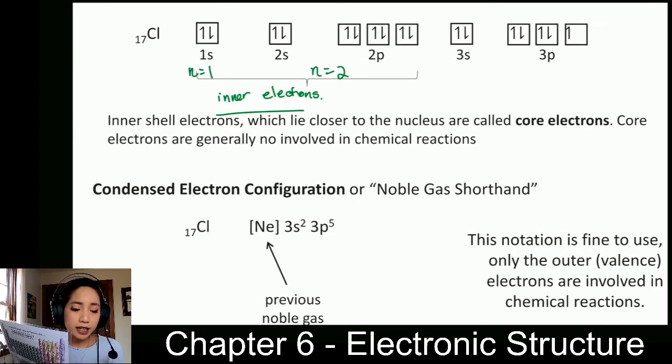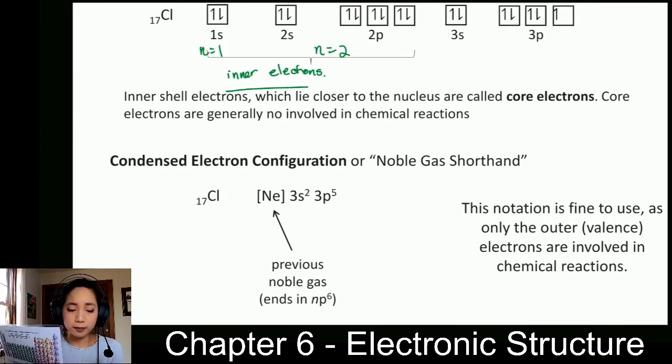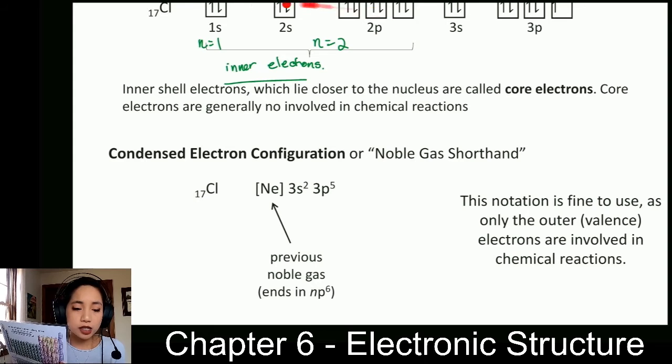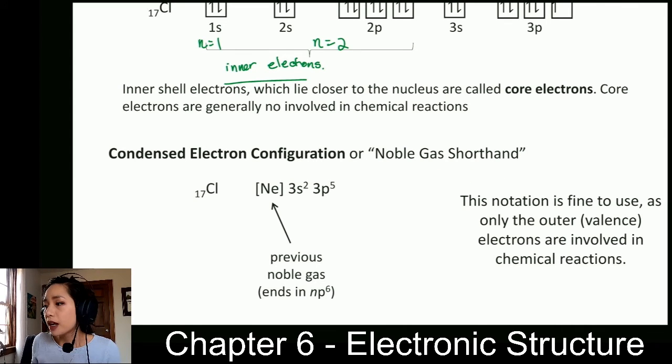So we can write a condensed electron configuration, and we can just condense all of these core electrons and just start with neon. So neon, and then we write out all of the electrons that can take us from neon to chlorine. So that's this last 7 electrons. So it's a shortcut. This is called the condensed electron configuration or noble gas configuration.